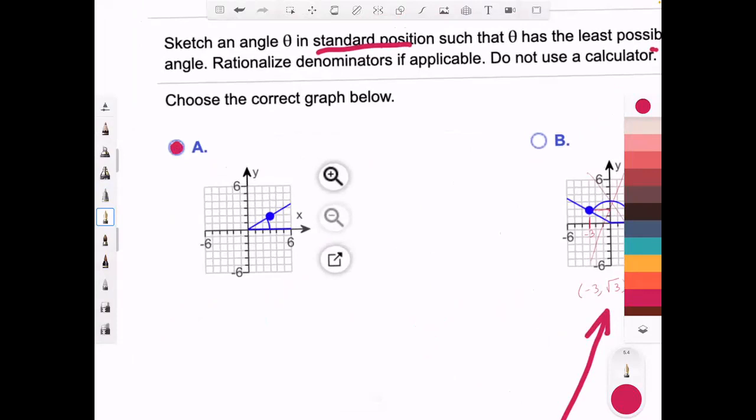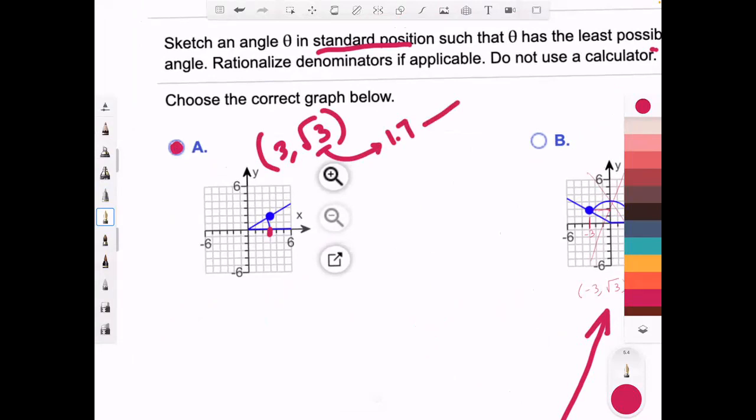Correct, Elizabeth? Yeah. This is 3 and radical 3. I know your question was, how do we know radical 3? Radical 3, if you use the regular calculator, gives you 1.7 something. So this will be correct.